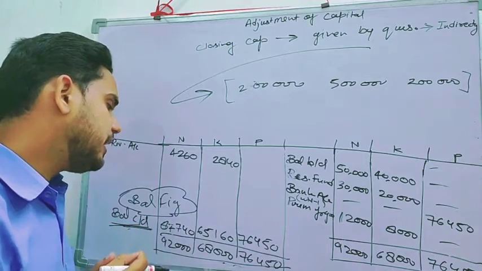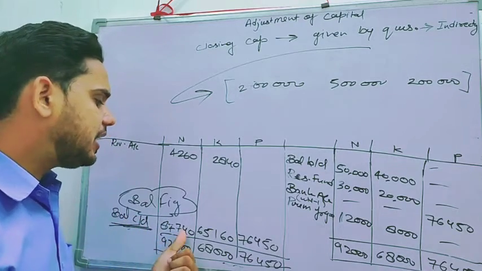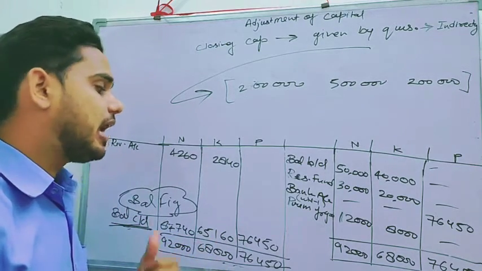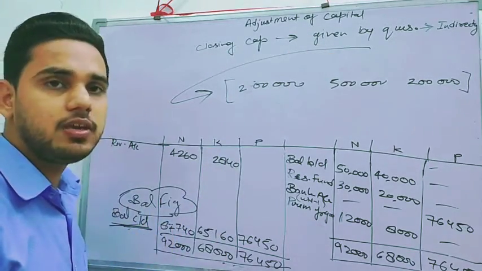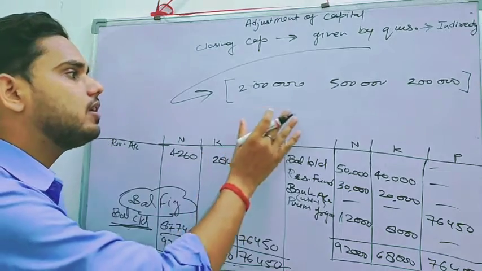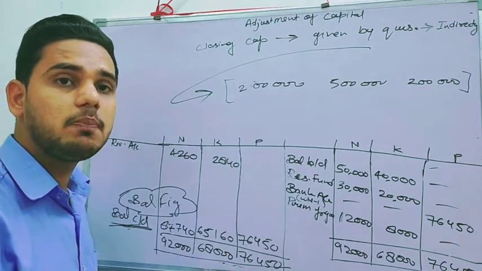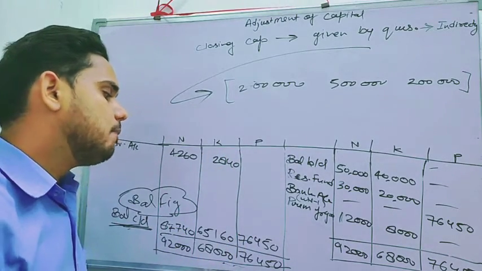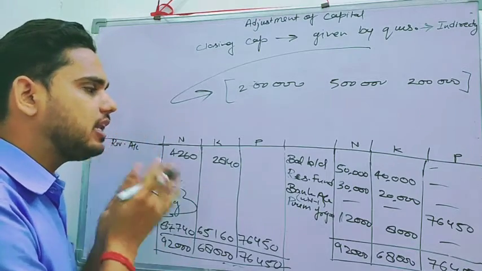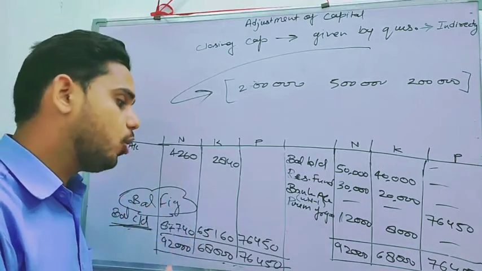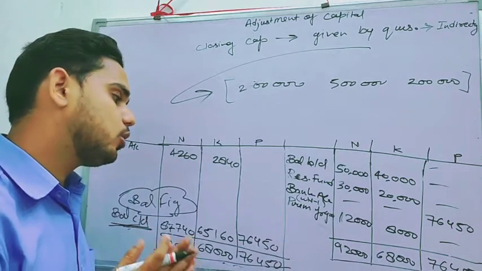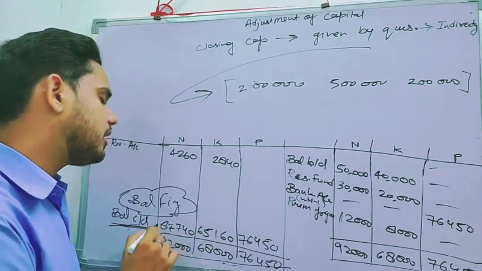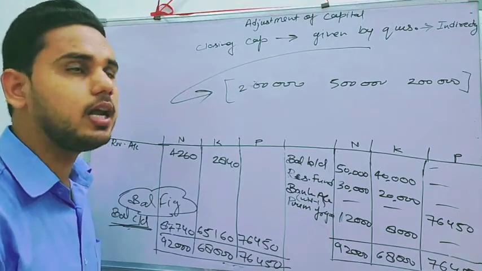The second aspect is, if we write here the closing capital as the values given by the question and not the balancing figure, in that case our capital account will not be closed. Why, sir? Because any kind of account will get closed only when the total of both sides gets matched. And the total will be matched only if we write closing capital as a balancing figure, right?